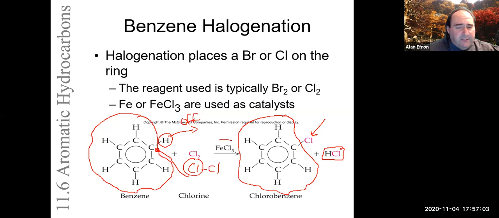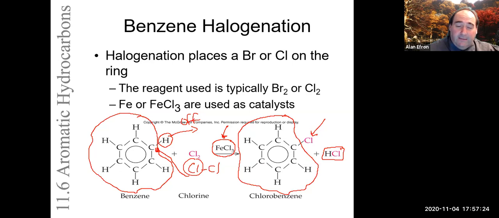By the way, this is just a catalyst. It's not really involved in anything. The iron doesn't go anywhere or anything like that. It's just there to make the reaction happen quicker. So usually when you see something written on top of the arrow, 9 times out of 10 it is probably not going to do much in a reaction.